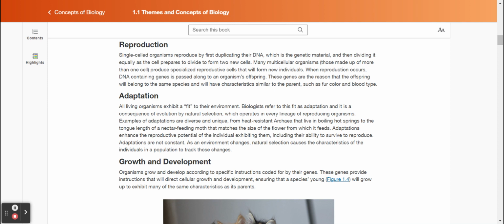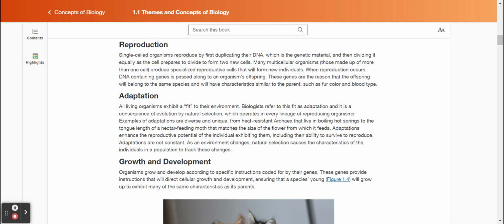Adaptation. All living organisms exhibit a fit to their environment. Biologists refer to this fit as adaptation, and it is a consequence of evolution by natural selection, which operates in every lineage of reproducing organisms. Examples of adaptations are diverse and unique, from heat-resistant archaea that live in boiling hot springs to the tongue length of a nectar-feeding moth that matches the size of the flower from which it feeds.